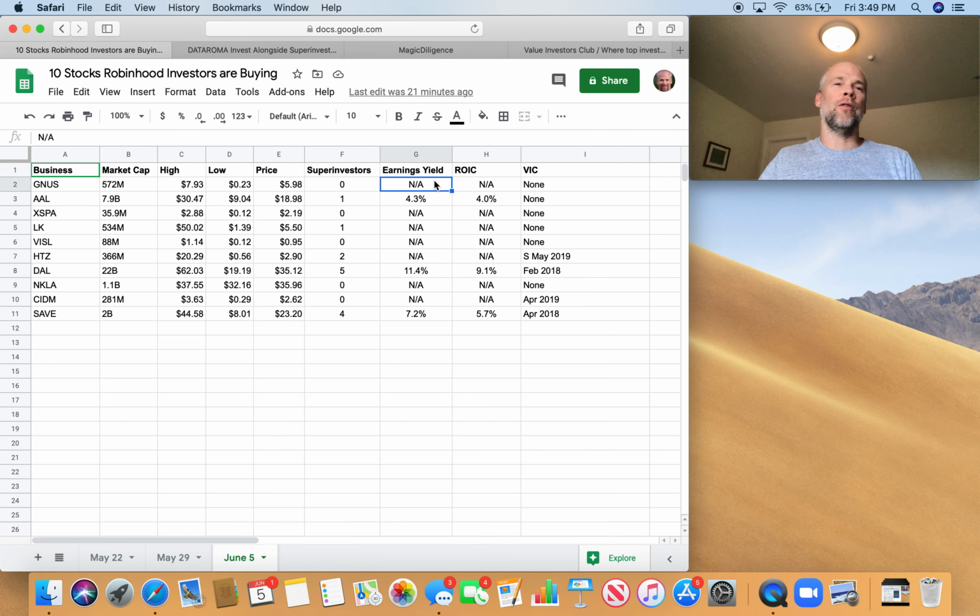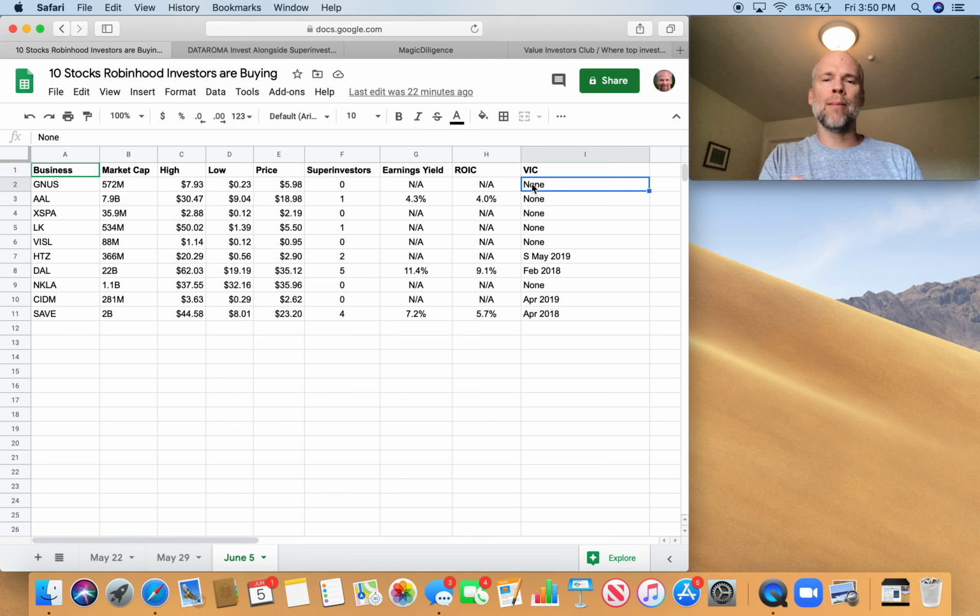Sure, there's a huge potential upside if the company makes it. But if you look at the track record of companies that are losing money, how many of those turn out to be great investments? It's not good. It's not good, guys. So this is more of a gambling play, in my opinion. And there's no Value Investors Club write-up.